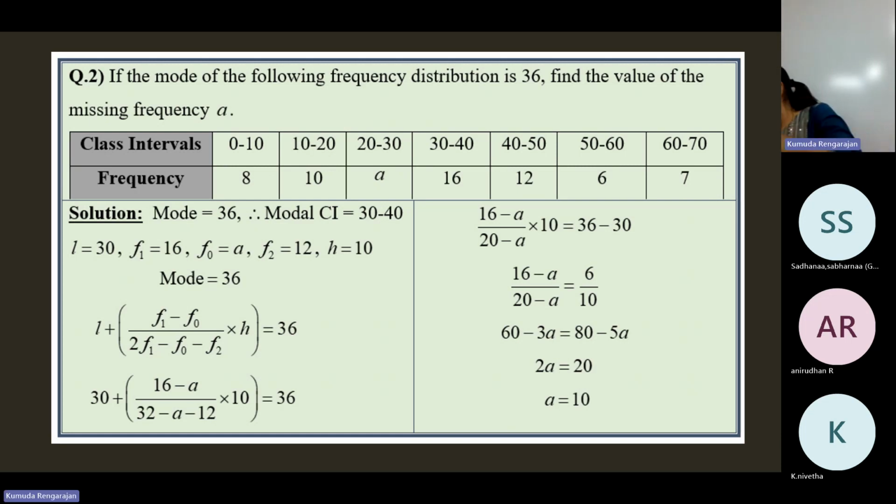So now we'll just revise sums based on all the types we've seen so far. So next class, I think we'll start trigonometry.